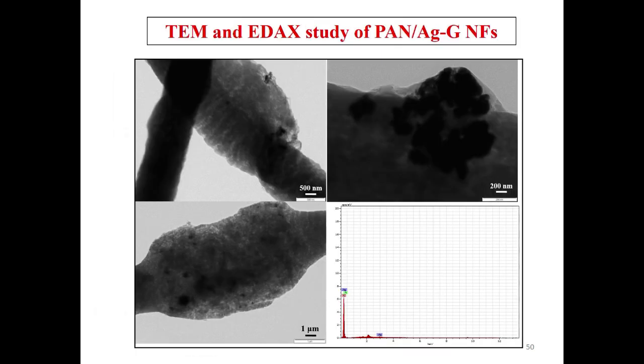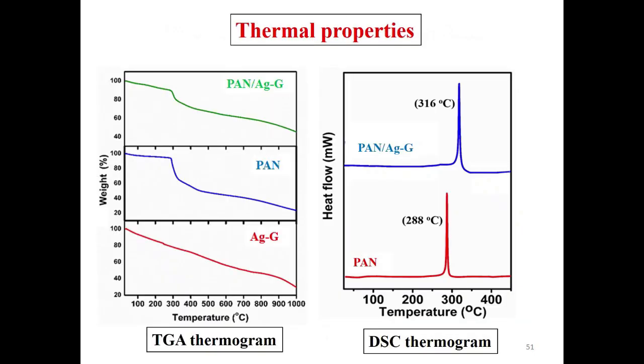This is your TEM and EDX, elemental composition showing the presence of these elements in that fiber. Very high porosity, looking to be a very transparent one. Because of the high porosity, this material is very effective in various applications. Thermal stability is found to be moderate, very impressive compared to other materials.